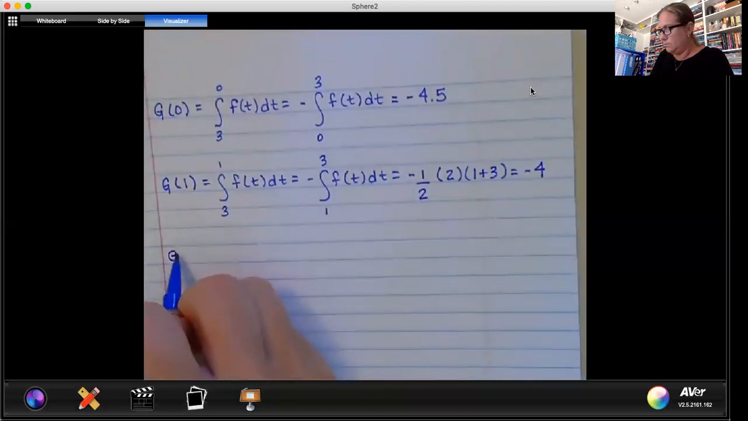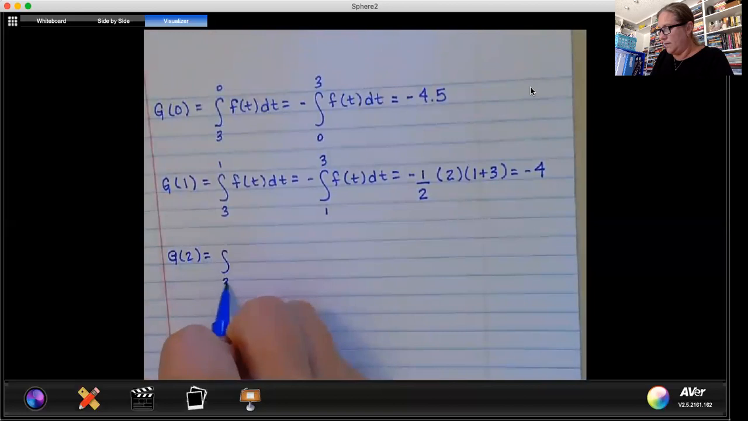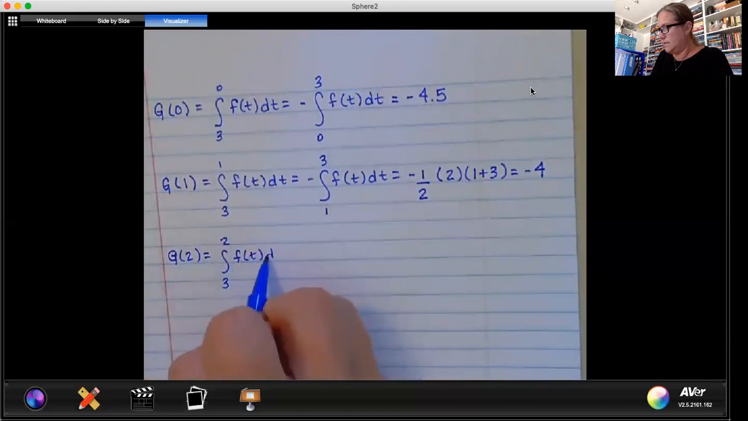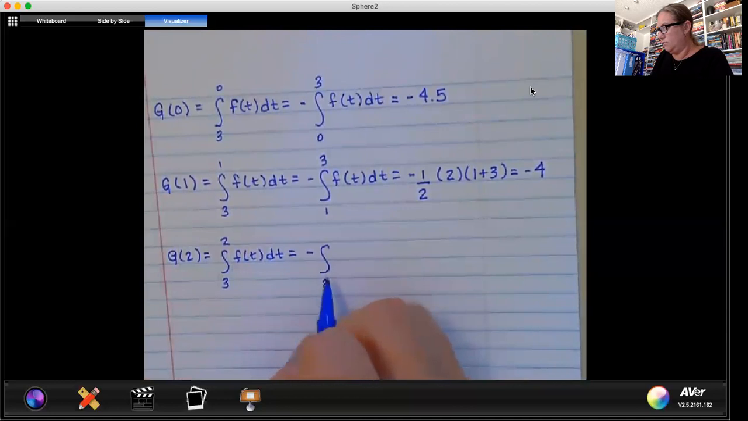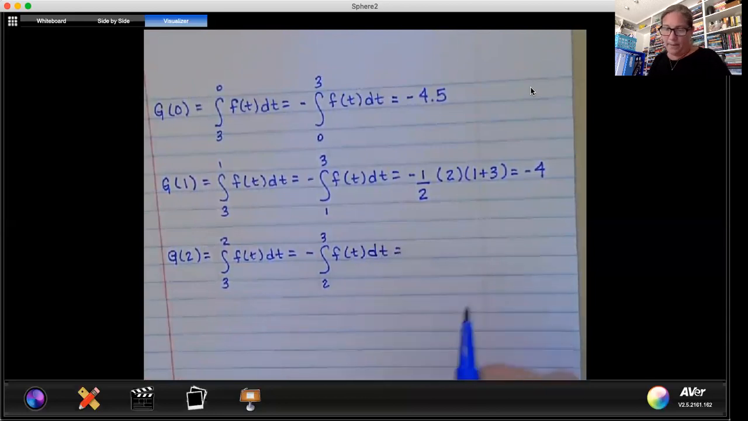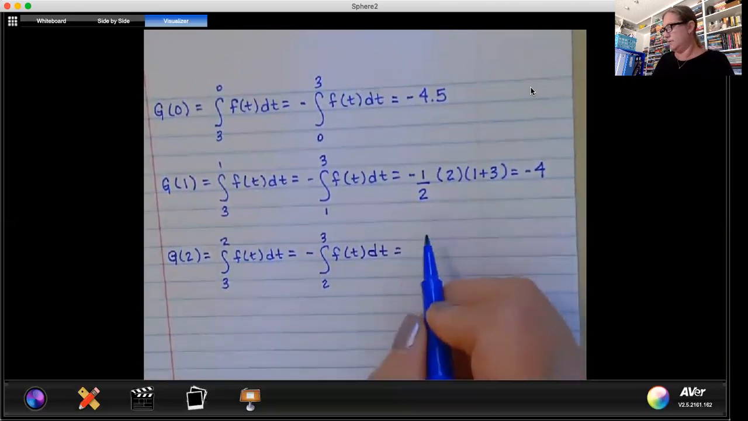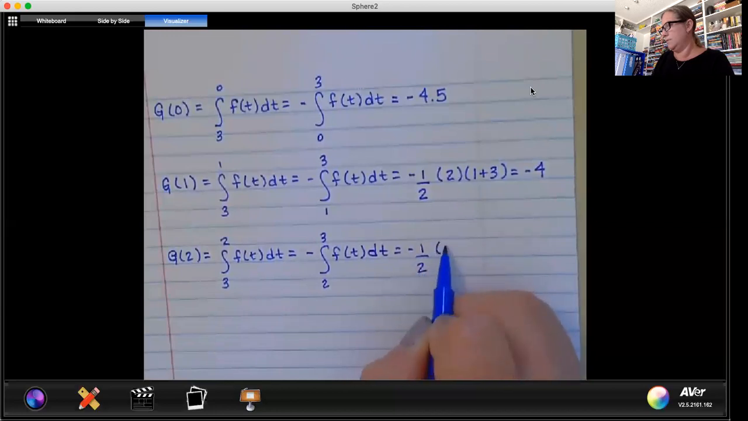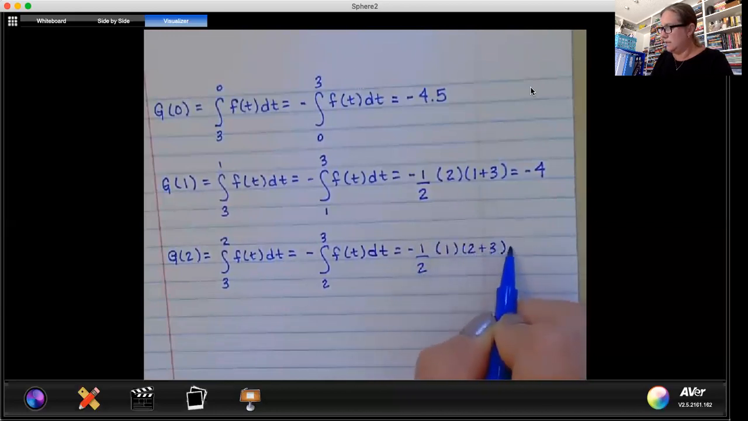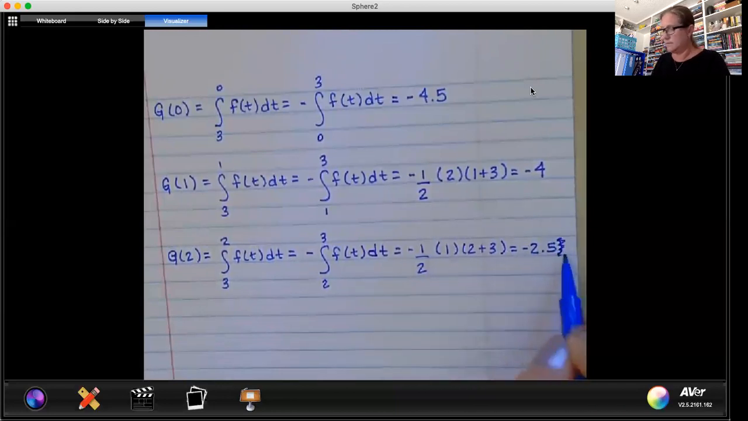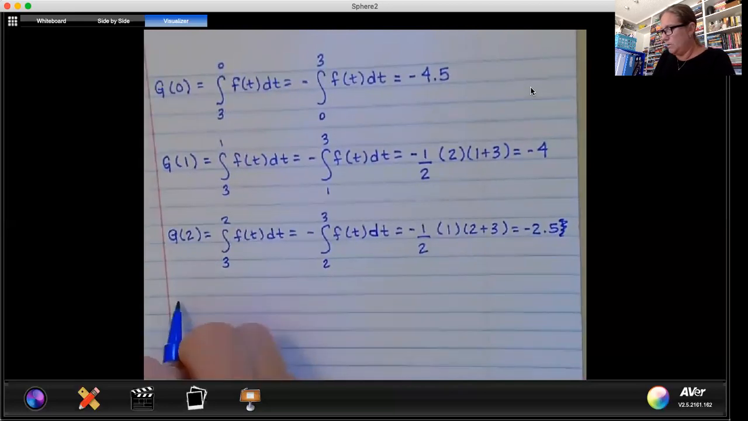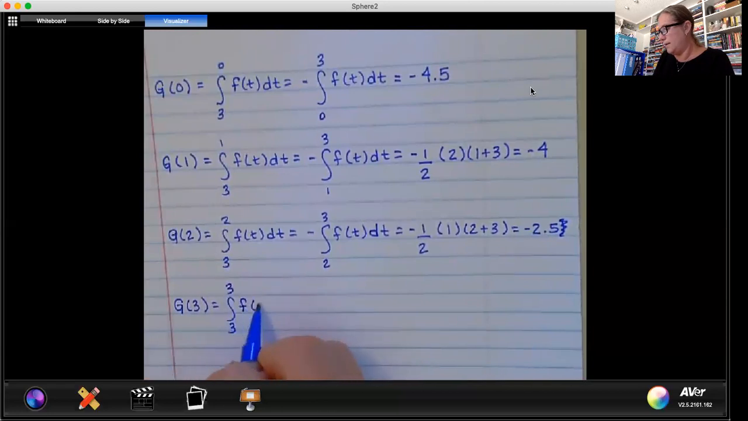g of 2, integral from 3 to 2 of f of t dt, is the negative integral from 2 to 3 of f of t dt. And looking from 2 to 3, you have another trapezoid, negative 1/2 times 1 times 2 plus 3, which is negative 2.5. All these values are coming from your graph. We know for g of 3, when the bounds are the same on the top and the bottom, our value is 0.